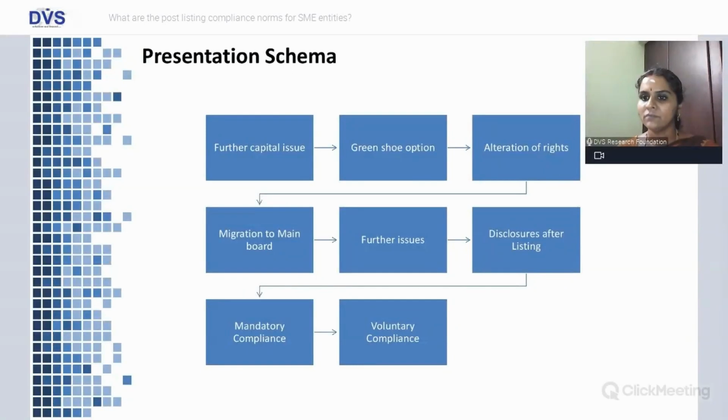Then you have Reg 279. Like any other IPO, you have the green shoe option facility available. We will see why green shoe option, who is a stabilizing agent and what is the role of a stabilizing agent. How does he control or stabilize the pricing mechanism in the event of green shoe option.